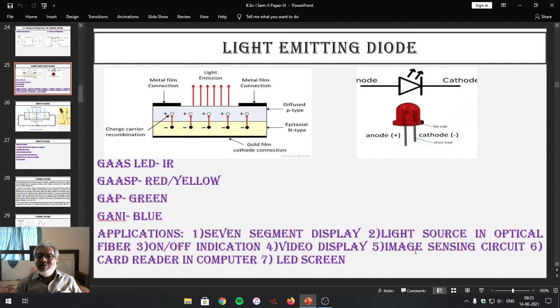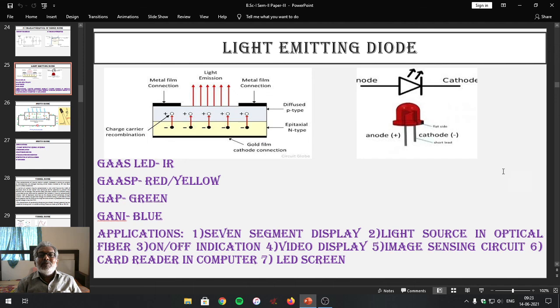It is also used in image sensing circuits. It is used to sense the image. Friends, it is used in card readers as far as computers are concerned. It can be used in the form of an LED screen. It can be used for the purpose of advertising. These are the applications for which LEDs are widely used. Dear students, this is what you have to remember regarding the light emitting diode.